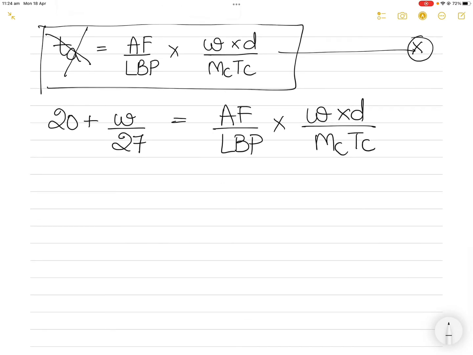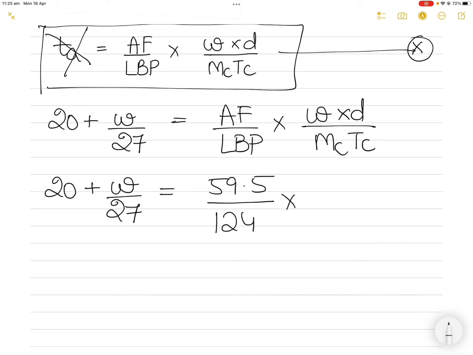When I equate these two equations, let's fill in the numbers first. I know some of the numbers here, so I will fill these in. I know AF is 59.5, I showed you how. LBP is given to me as 124 meters. W is something I don't know. The distance I know is 60.5 meters, I showed you how again. And MCTC is given to me as 180.